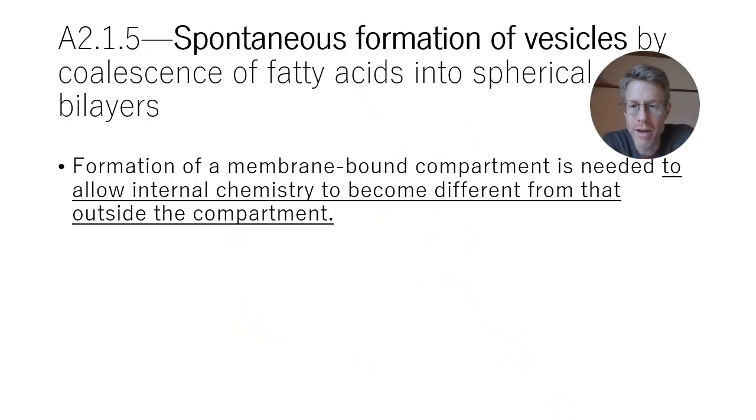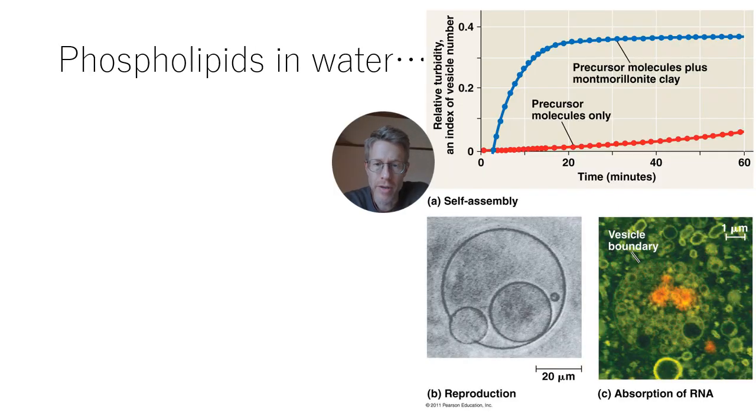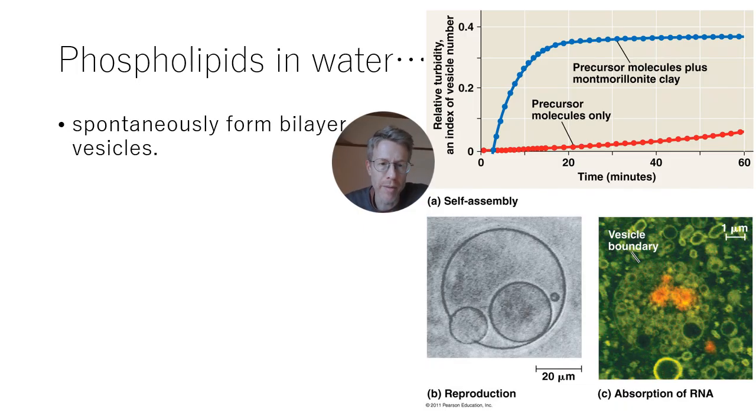How about this idea of compartmentalization? It has been shown that vesicles do form spontaneously if there are molecules in the environment like phospholipids. They will spontaneously form vesicles. And so there have been lots of experiments showing this in different conditions. You don't need to know the details of all the different ways that these kinds of vesicles can form. But if you put phospholipids in water, they do spontaneously form bilayer vesicles.